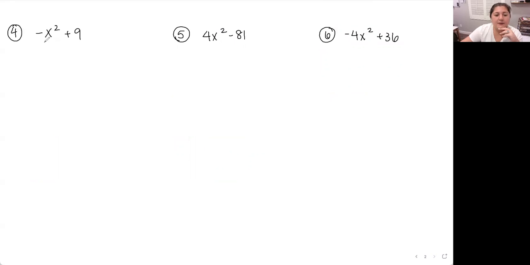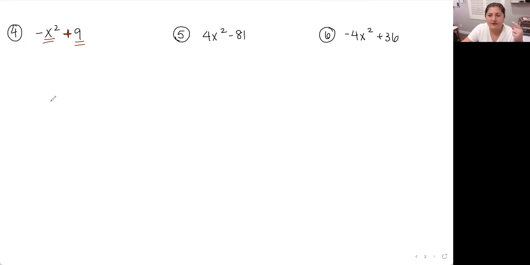So this one is where things get a little bit trickier, right? Because first of all, yes, this is a perfect square. Yes, this is also a perfect square, but I'm not finding the difference. I'm finding the sum. This is an addition problem. Yes, this is negative, but okay.